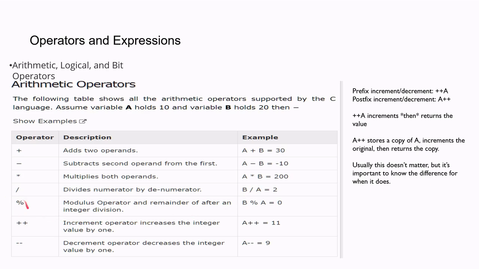The percent operator is the modulo operator, which works pretty similarly to integer division. This is only applicable for integers. But instead of returning the integer quotient, you instead get the remainder, also called the modulus.